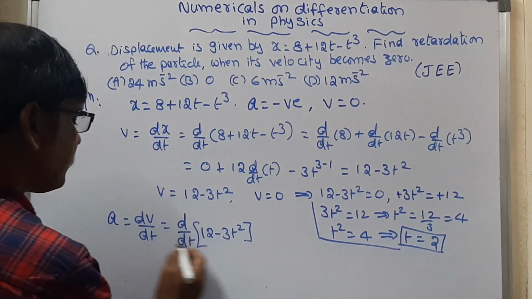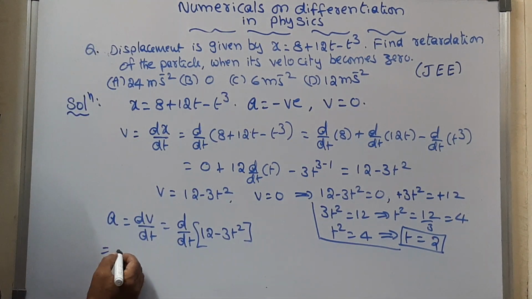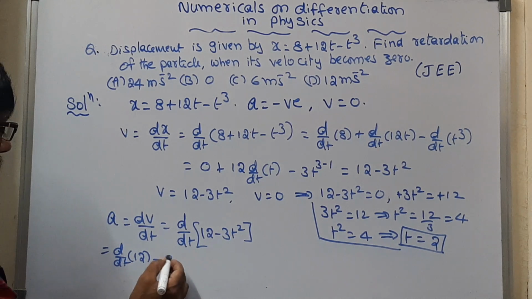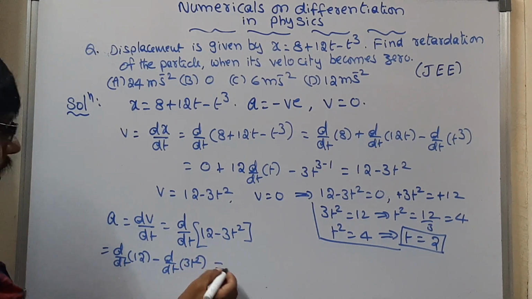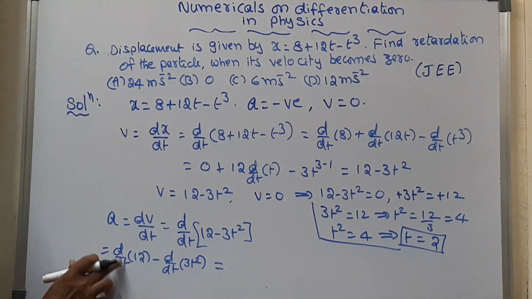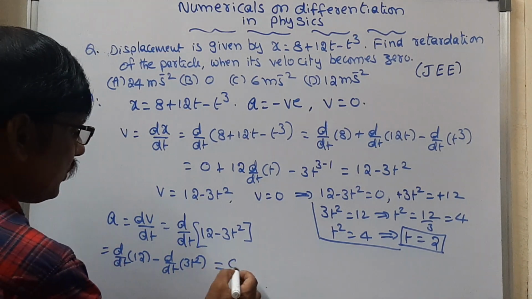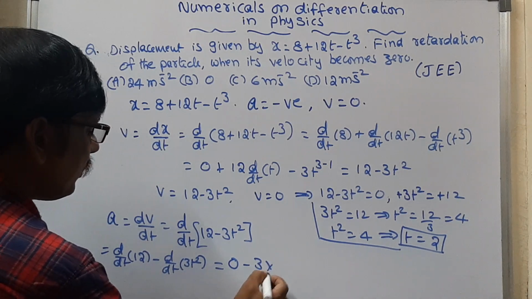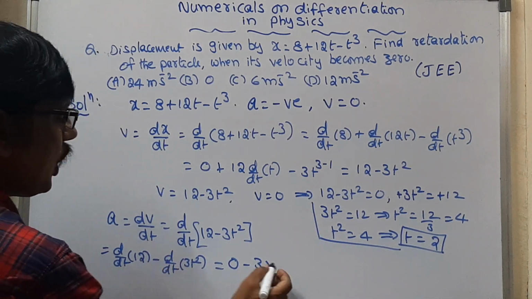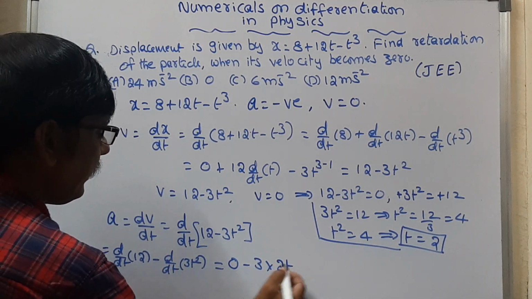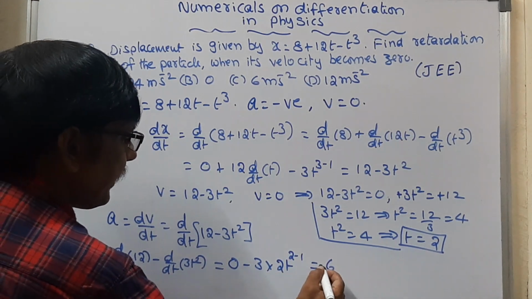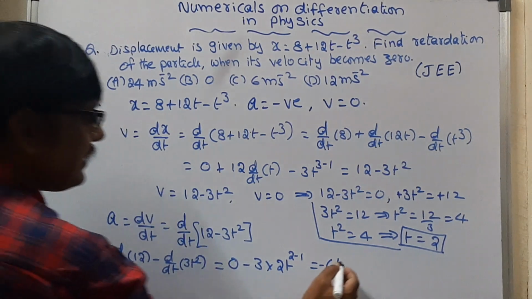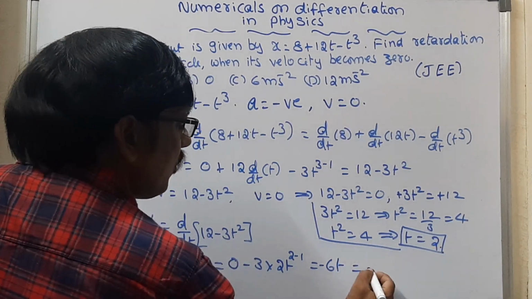Now let us take d by dt of 12 minus d by dt of 3t square. Differentiation of a constant is 0, so minus 3 into the differentiation of t square. How much will we get now? 2t power 2 minus 1, then what will we get now? 6t, minus 6t.